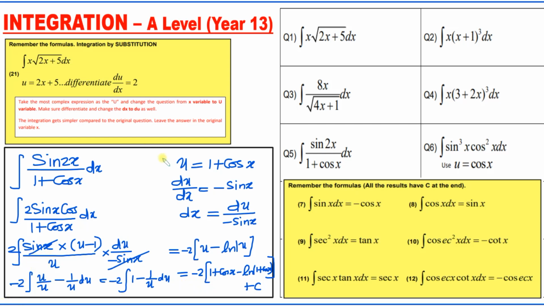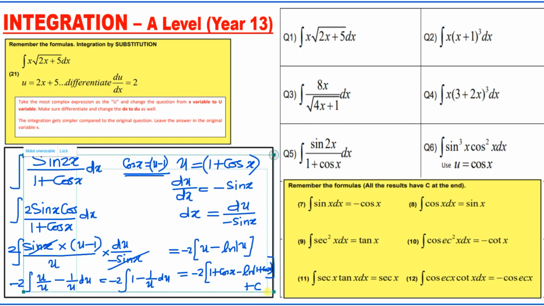So I change the bottom one, 1 plus cos x, which looks a little bit complex, and make that u, and work through with du by dx and make the cos x. Cos x is what? u minus 1. Those kinds of things I use in the substitution, and my question becomes a much simpler format, and that is the final answer for question number 5.